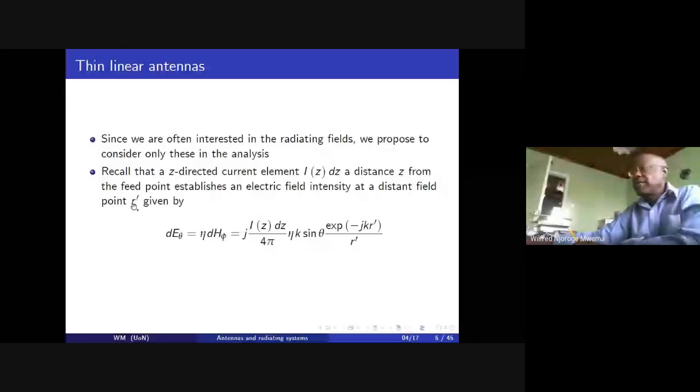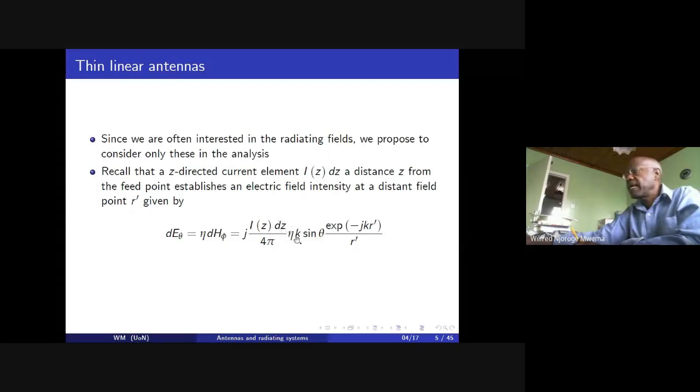R prime, given by E theta equals eta multiplied by dH phi, equal to J Iz dz over 4 pi, multiplied by eta K sine theta, exponent of minus JK R prime, by R prime. Remember, this is a solution for the electric dipole that we already saw before, where dz has replaced the length L we had before, because we had already said that our length L was much smaller than the wavelength for the electric dipole or the Hertzian dipole.